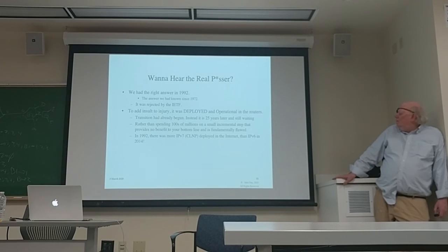What's the difference in device numbers from '92 to 2014? In terms of number of devices, there was more CLNP out there than there were devices using IPv6 in 2014. And I'm asking how many, what was the device difference? Who knows? Like a million, a billion? Okay. Wow. The transition was essentially over in '92, because the IETF rejected doing it right.